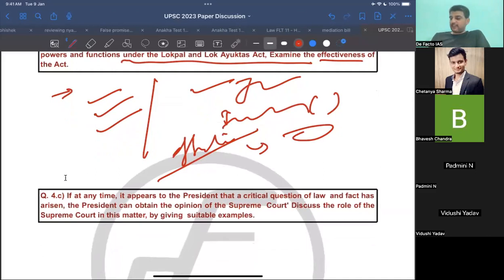Similarly, you can write with regard to delayed appointment, non-appointment of Lokpal and Lokayukta. There is inadequate infrastructure. Lokayuktas they appoint, but they don't even give them any office to function. Right? So a lot of things, almost GS type, you can literally write. Okay. Nothing more than required.